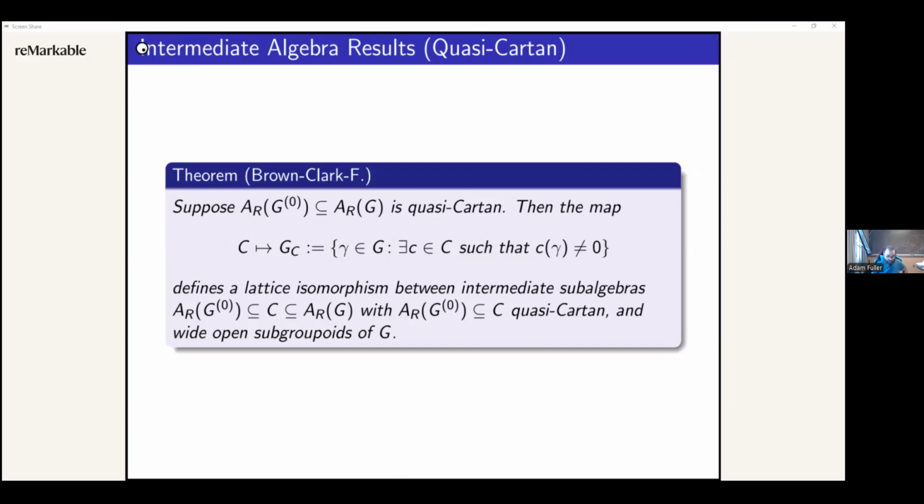So where myself, John, and Lisa came into this is we were interested again in the question of if we have D inside A being one of these types of inclusions, what do we know about an intermediate inclusion? And I'll go through, we get stronger results the more conditions we put on, same as the C-star setting. Firstly, for quasi-Cartan, we can't say a huge amount.